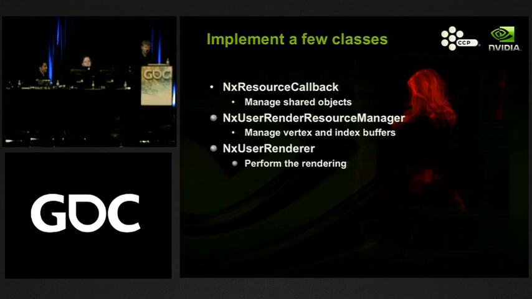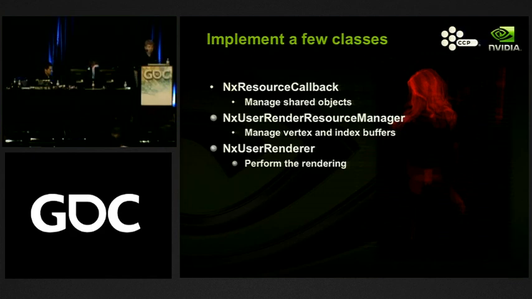To get Apex working with our engine, there are really a few classes that I had to implement. A resource callback that manages shared objects that Apex requires. The render resource manager is managing the creation of vertex and index buffers. And the user renderer manages or performs the rendering, calling upon your engine to render those vertex and index buffers. And that's really the level that it's working at, which makes it easy to integrate into any modern graphics engine.